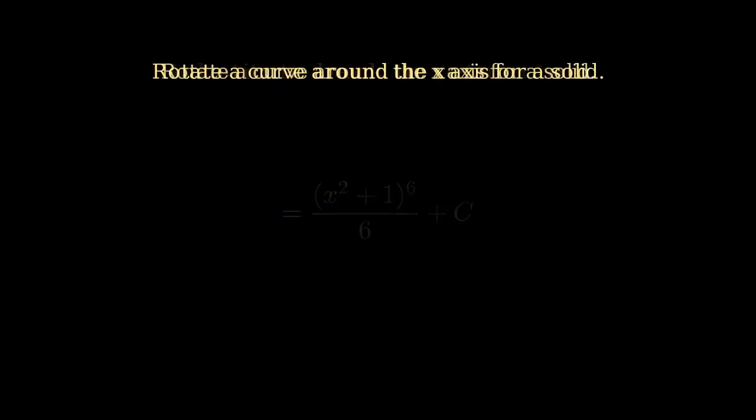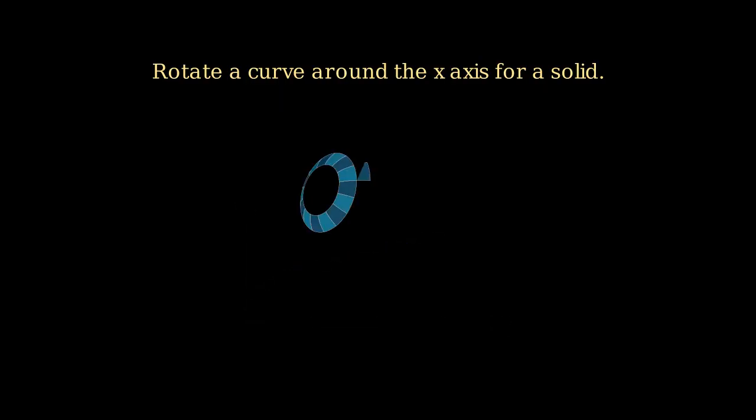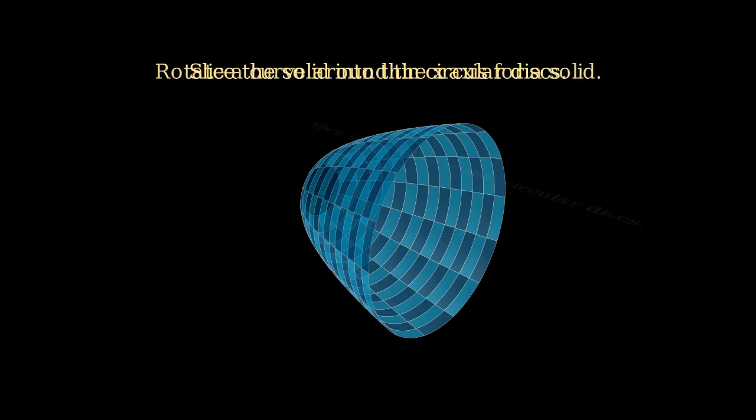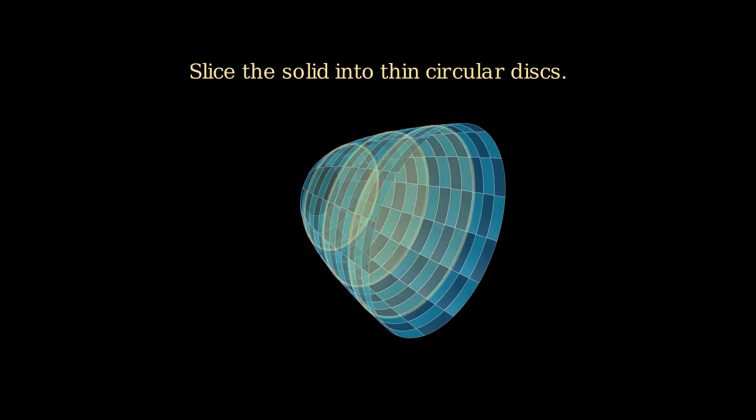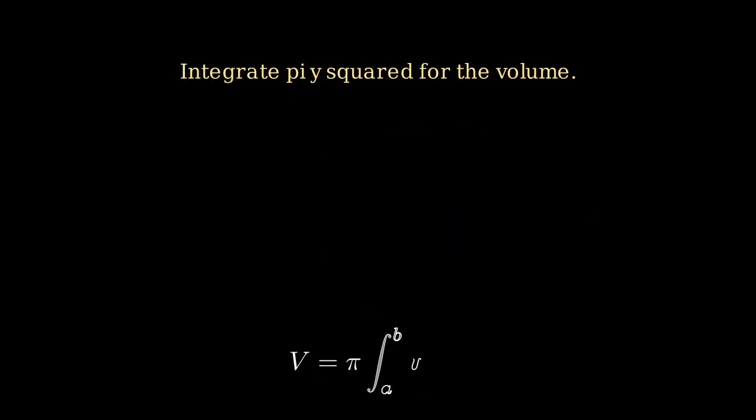Integration is not limited to flat area. Rotate a curve around the x-axis and it sweeps out a solid three-dimensional shape. To find the volume of that solid, we imagine slicing it into thin circular disks, each with area pi times y squared. Integrating pi times y squared across the interval gives the volume of revolution, turning a flat curve into a full three-dimensional volume.